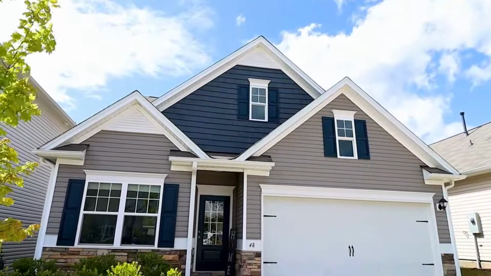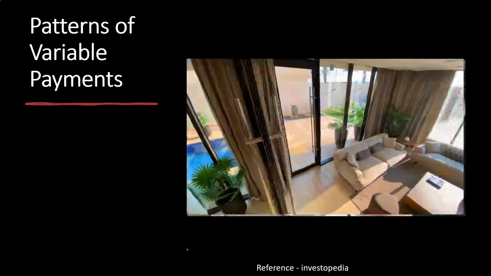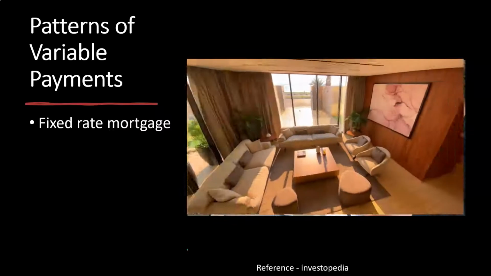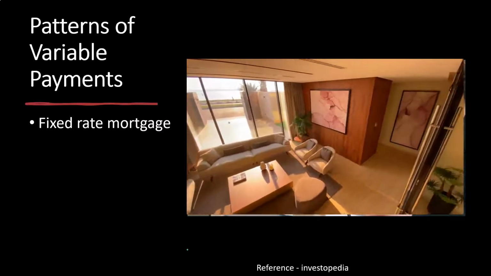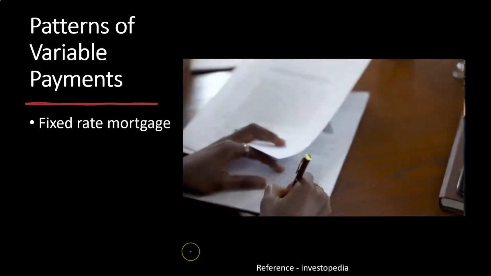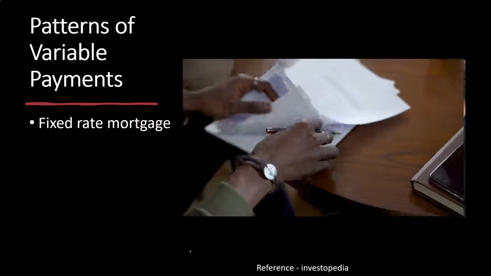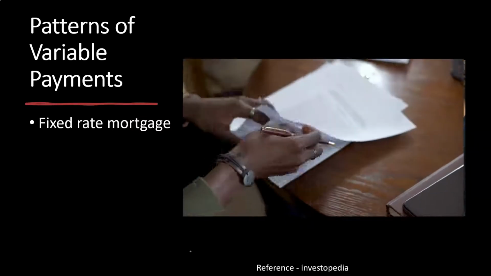Get ready because we're raising the stakes with real estate. Patterns of variable payments. In prior sections, we took a look at the fixed rate mortgage, which will have a fixed rate, typically a standard payment over the term or life of the loan, then being fully amortized at the end of it. One of the most common terms being the 30-year fixed rate.